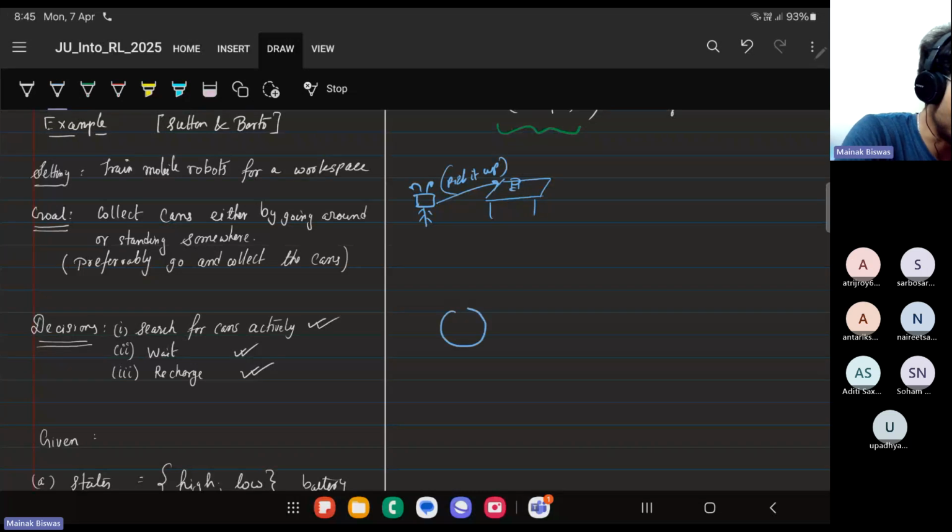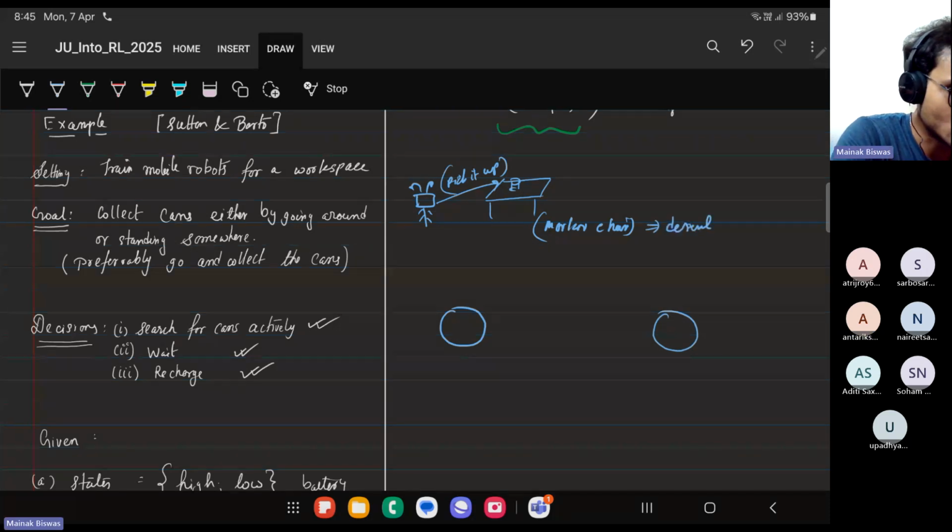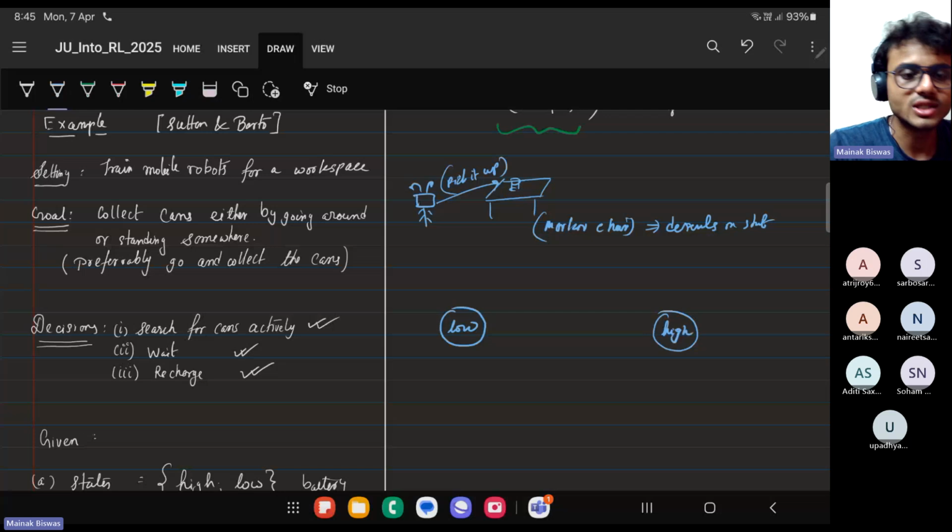Given to us. So any Markov process or Markov chain is defined on the states. So first I will draw the states. Which are the states here? High and low. Good. Depends on state only. So it's low and high. Okay, so the two states are done.